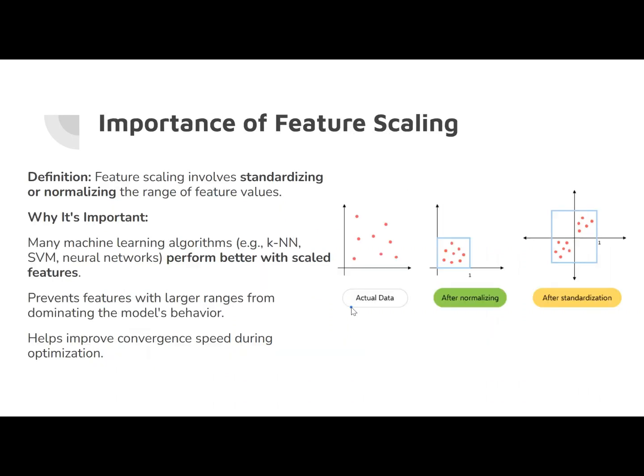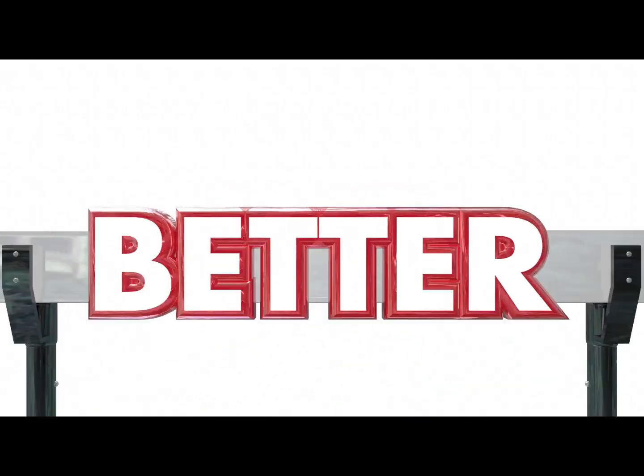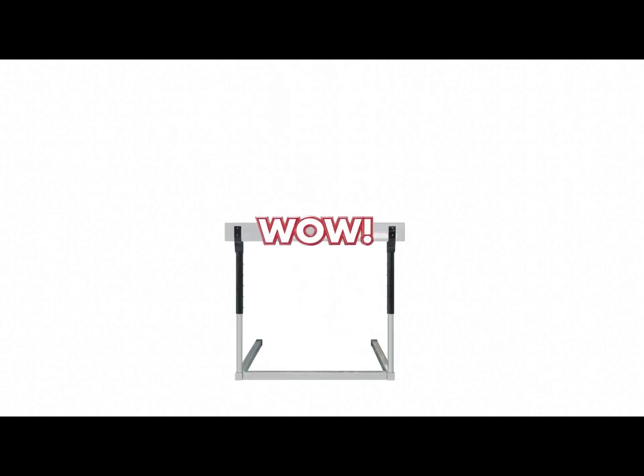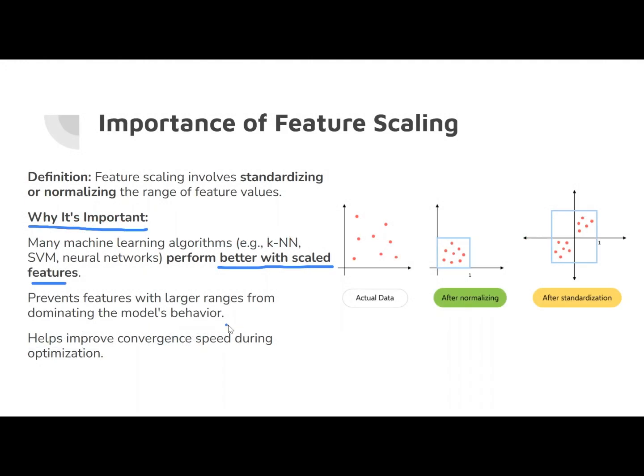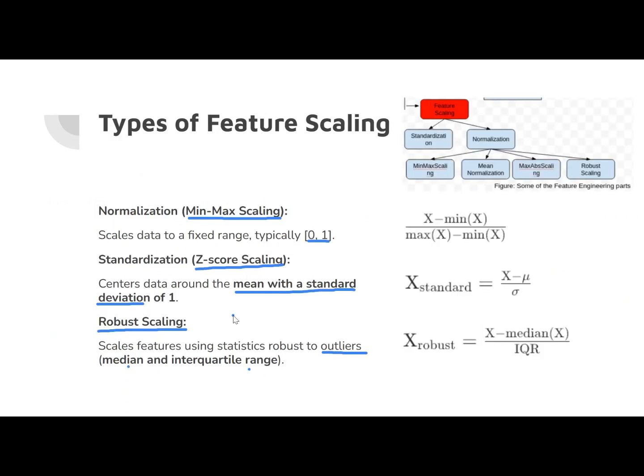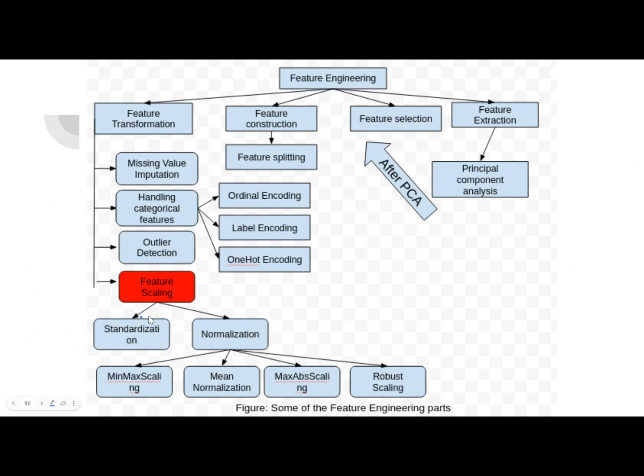Now let's discuss why feature scaling is crucial for machine learning. Importance of feature scaling. Many algorithms such as k-nearest neighbors, support vector machines, and neural networks operate better with scaled features. When features are on different scales, those with larger ranges can dominate the model's behavior, leading to inaccurate predictions. By scaling the features, we help ensure that all features contribute equally, improving the model's performance. Additionally, scaling can enhance the convergence speed during optimization, allowing the model to learn faster.